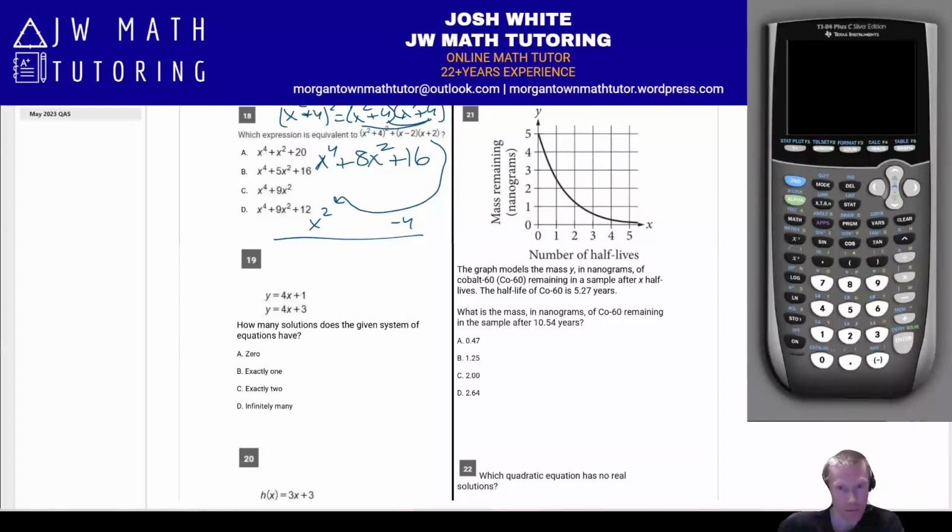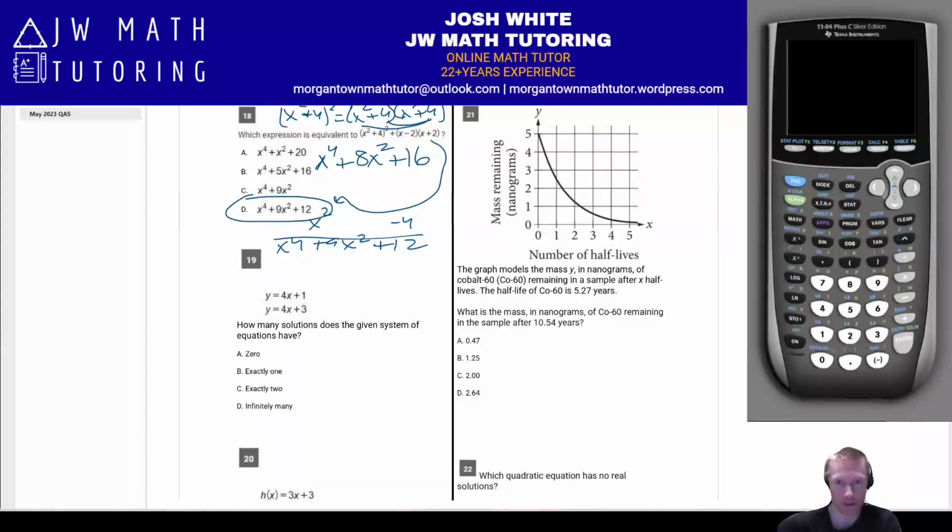Now, if you just combine these, so we have an x to the fourth, 8x squared plus x squared, we have plus 9x squared, 16 minus 4, we have plus 12. So the correct answer for this one, x to the fourth plus 9x squared plus 12, letter D.